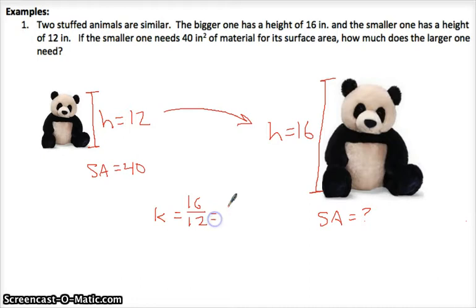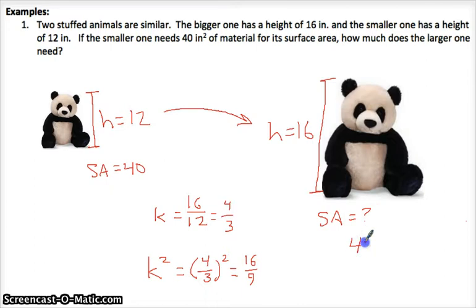16 over 12 reduces to 4 over 3. So this panda is 4/3 taller than this one. Don't get sucked into this trap. It's not just going to be 40 times 4/3 becomes the surface area. No, I need to use k squared as the translator for how areas talk to each other. So k squared is going to be that number squared, which is, believe it or not, 16 again, but now it's over 9. So this surface area is 16/9 as big as 40.